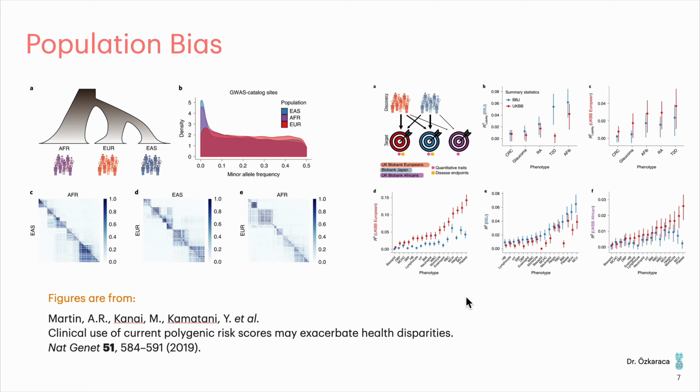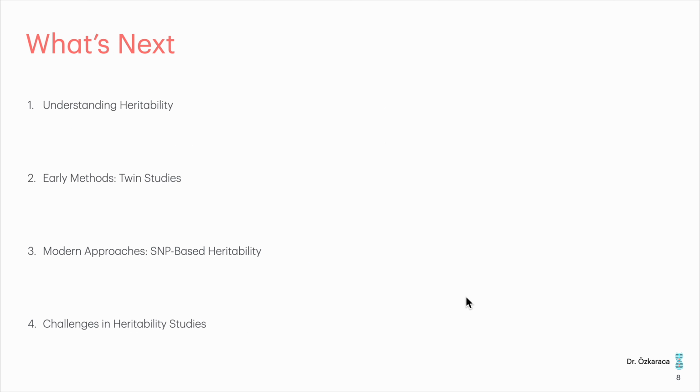Okay, so we talked about the population bias issue, and this brings us to the end of today's video. We briefly covered the polygenic risk scores and how they are calculated, and the population bias issue in their calculation process. In the next video, I will be talking about heritability. What is heritability, how it is being measured, and the challenges in heritability studies.